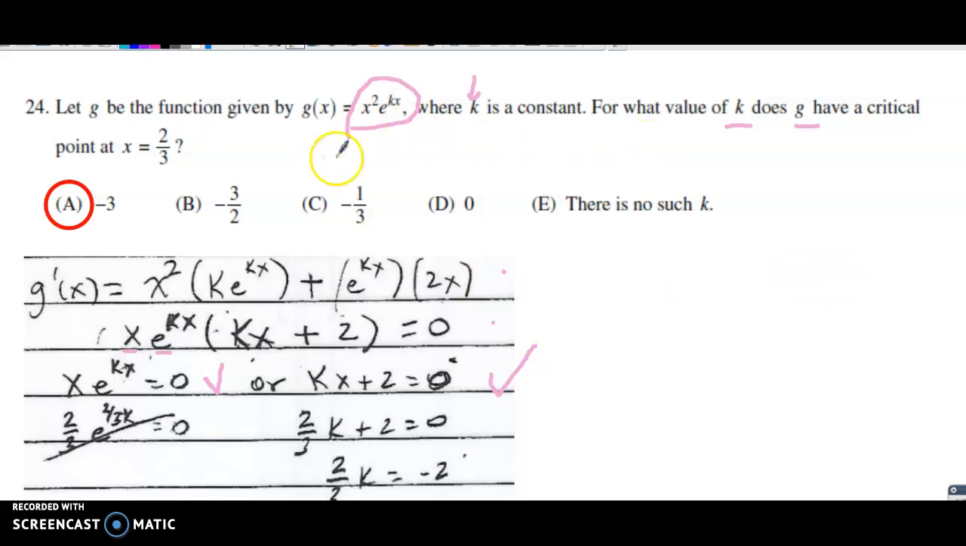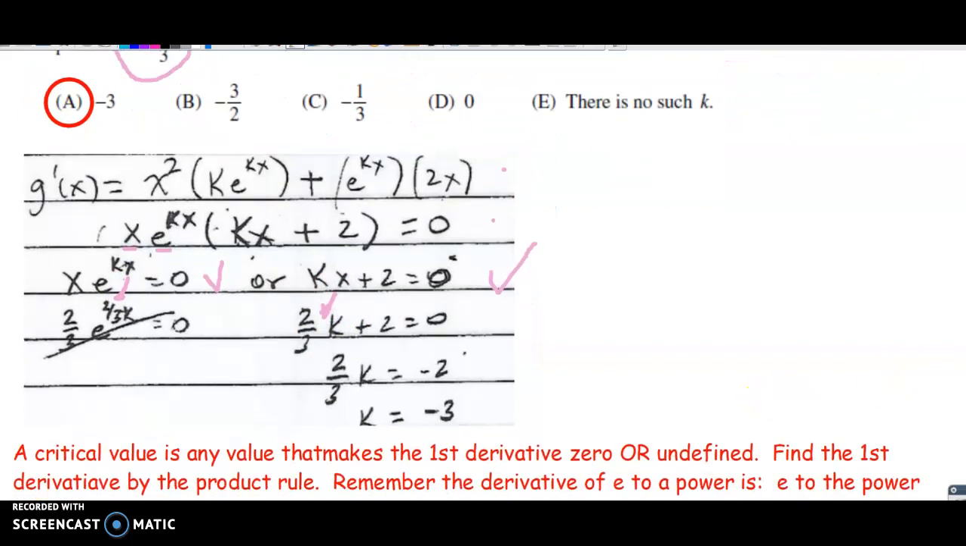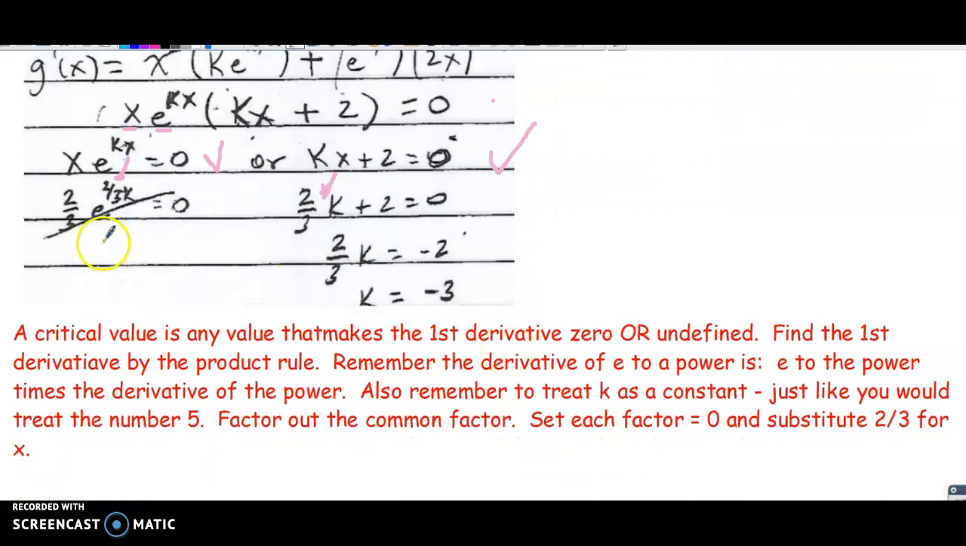And then they told us x is 2/3. So I'm going to take the 2/3 and substitute it in place of x, and I'm going to solve for k. Now remember that e to a power cannot equal 0. So that's why I got rid of that. And then I'm solving for k on this side over here. And when k is -3, this condition is true.